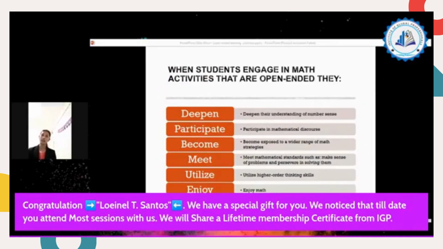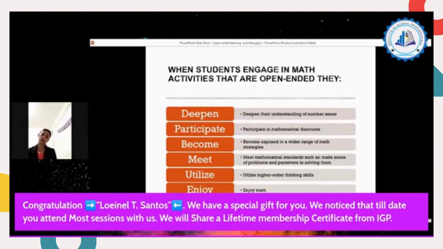Okay. One example is using these open-ended learning activities in math lessons, or in learning areas like math. When students engage in math activities that are open-ended, they deepen their understanding of number sense. Meaning, in addition, they can use open-ended materials like the Legos or the magnet tiles, and come out with an answer using these materials or using their imagination.